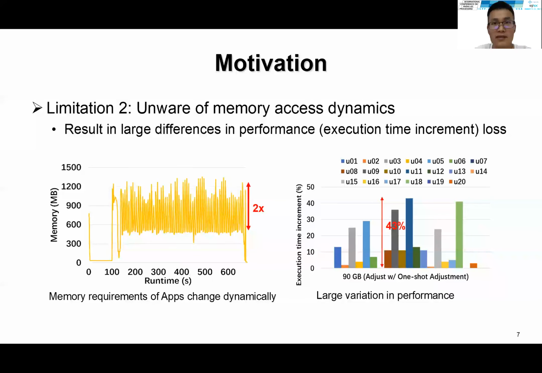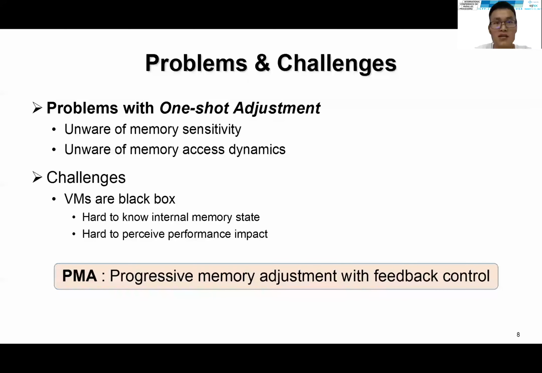The second limitation is that it's unaware of memory access patterns. In fact, as shown in the figure on the left, the memory requirements of an application usually change dynamically. However, ignoring this key information may degrade the performance of applications. Whether memory demand can be met in time makes a large difference in performance loss. In our experiments, the difference can reach up to 43%. In short, one-shot adjustment has two problems: it is unaware of memory access sensitivity and unaware of memory access dynamics.